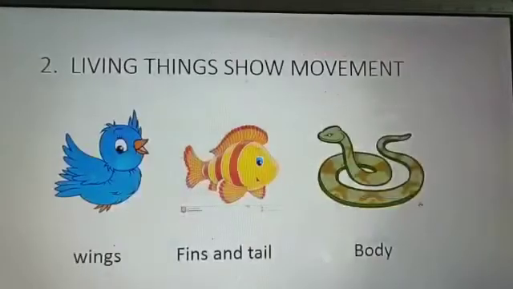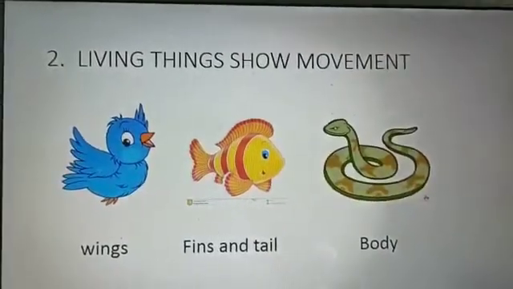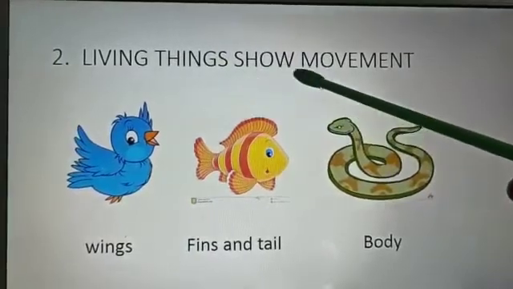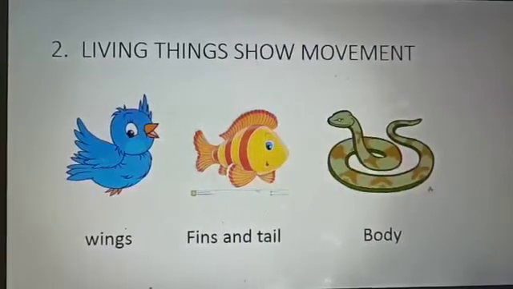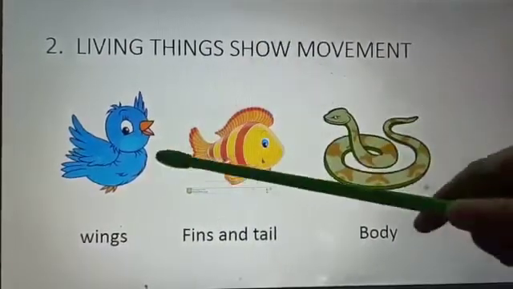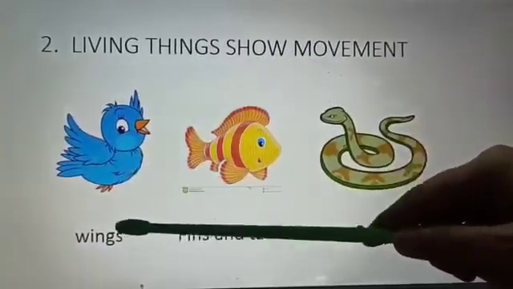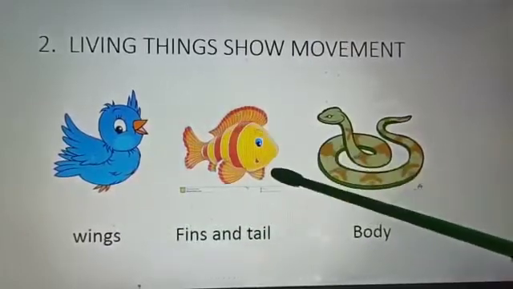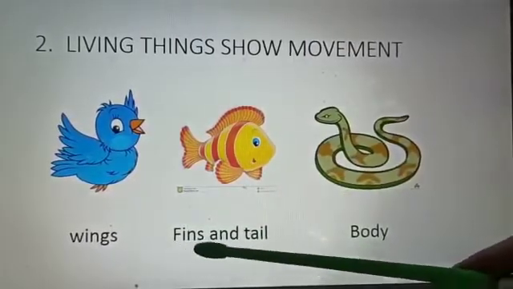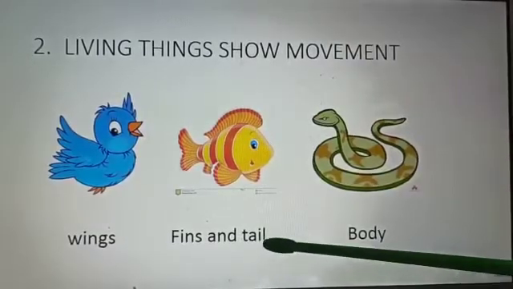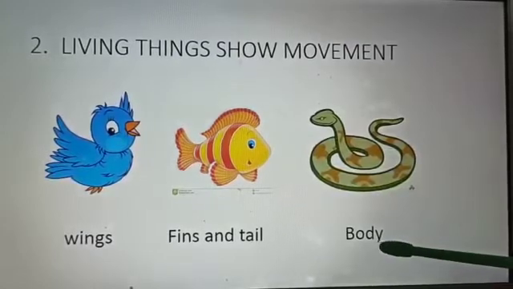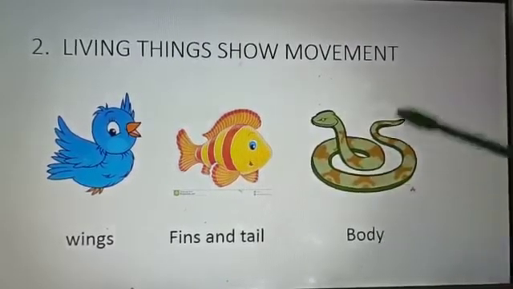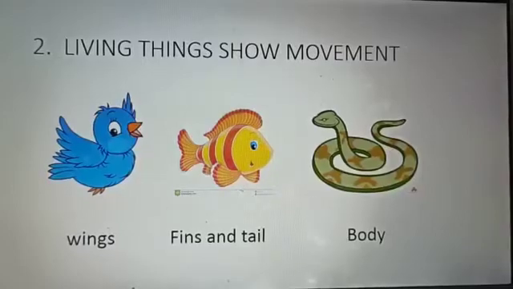The next characteristic of living things is that living beings show movement. All animals and birds show movement in their own way. For example, birds move with the help of their wings. A fish moves with the help of fins and its tail. Similarly, a reptile like a snake moves with the help of its body. And plants also show movement according to their environment.